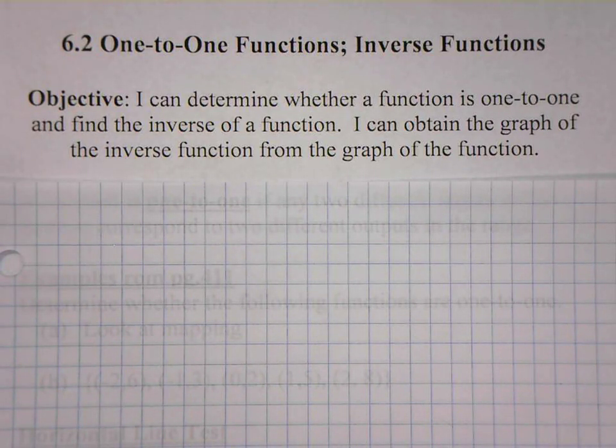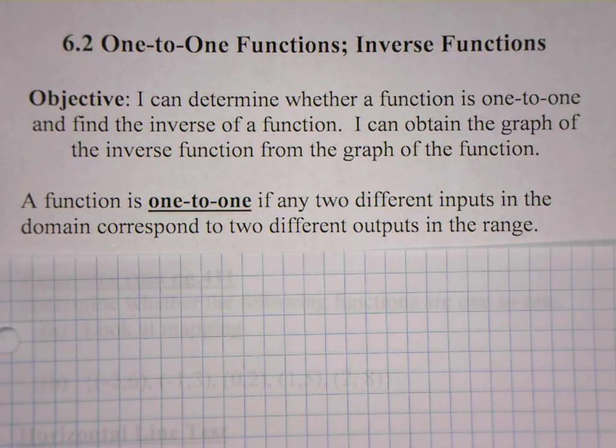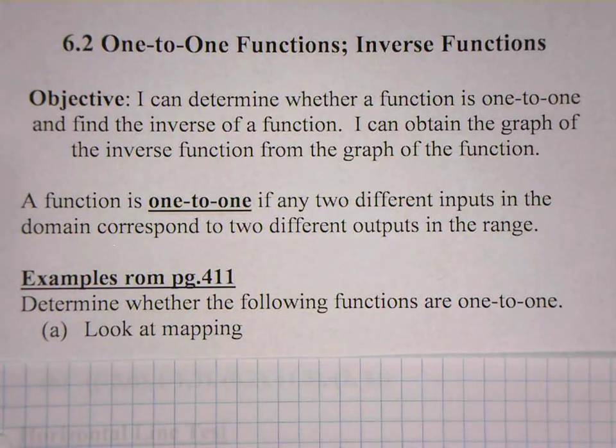So just to open up, you do not need to write this down. It says a function is one-to-one if any two different inputs in the domain correspond to two different outputs in the range. So one-to-one is what it sounds like. One x goes to one y, or one input goes to one output, and vice versa. Really just what you're looking for at one-to-one is no repeats in your inputs and no repeats in your outputs. So I'm going to show you guys some examples really quickly from page 411 in the Sullivan book.